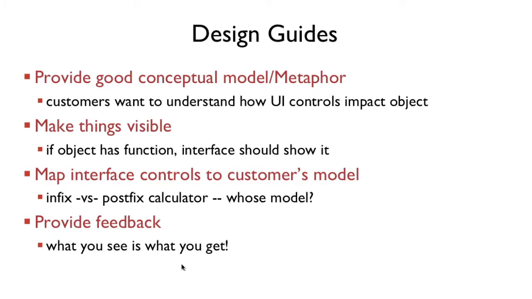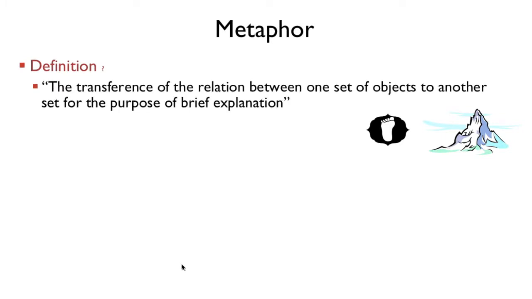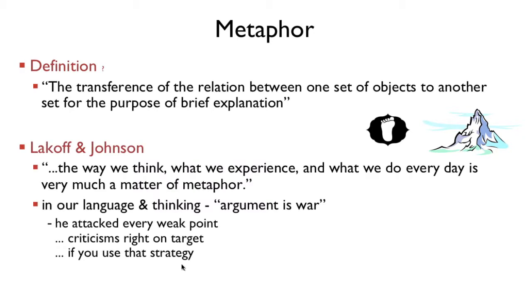So underlying all this is a good metaphor design. A metaphor is basically the transference of relation between one set of objects and another set of objects to explain how they work. Lakoff and Johnson, a pair of cognitive psychologists, think that what we do and what we experience every day is very much a matter of metaphor, and we use it every day. For example, in our language and thinking, we say things like he attacked every point, the criticisms are right on target. So, argument in some ways is war.